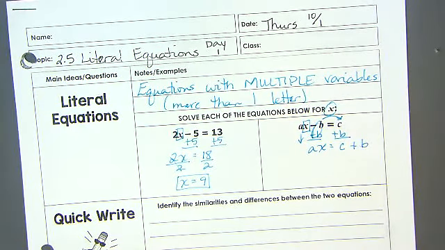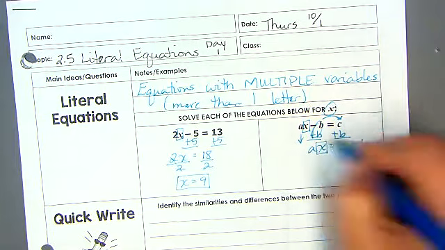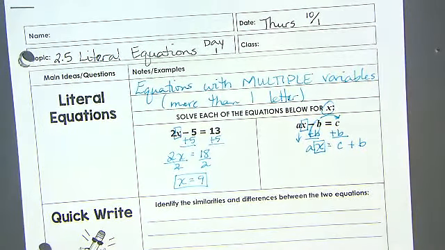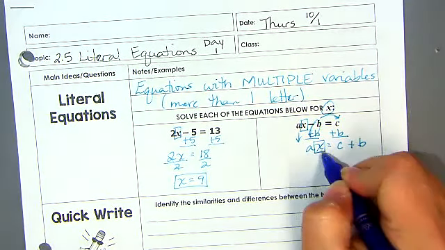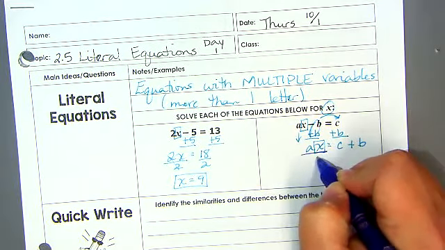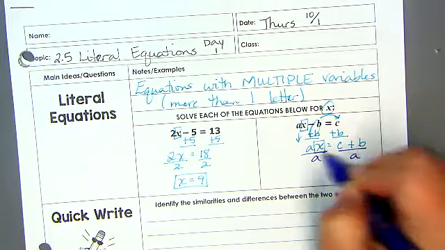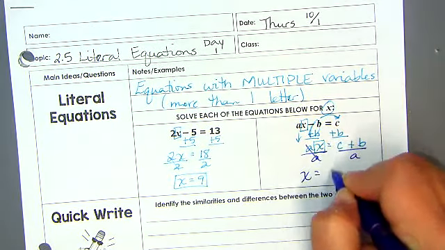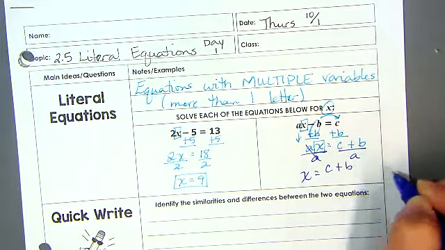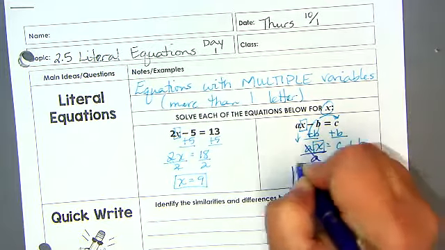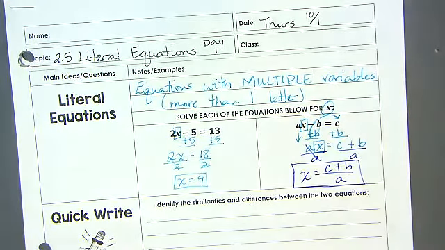Now I continue my work. My goal is still to get the x by itself. So at this point, I ask, how are they connected? They're multiplying, so I'm going to divide by a on everything. This cancels, and therefore x equals c plus b, all divided by a. This is my final answer.